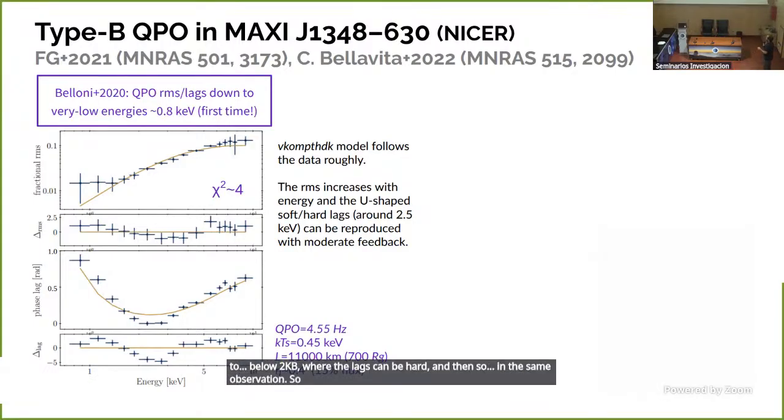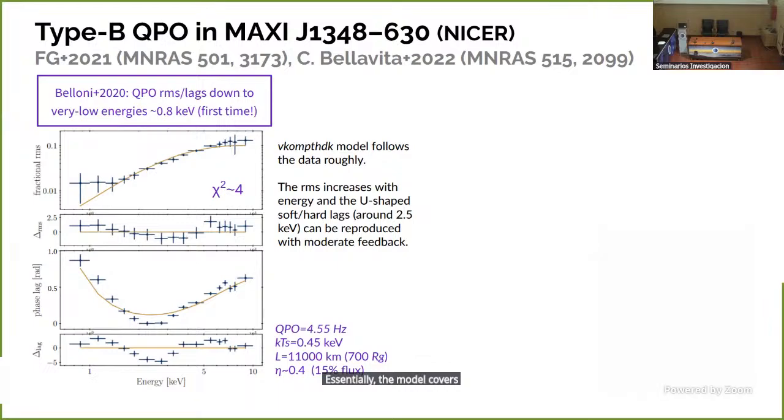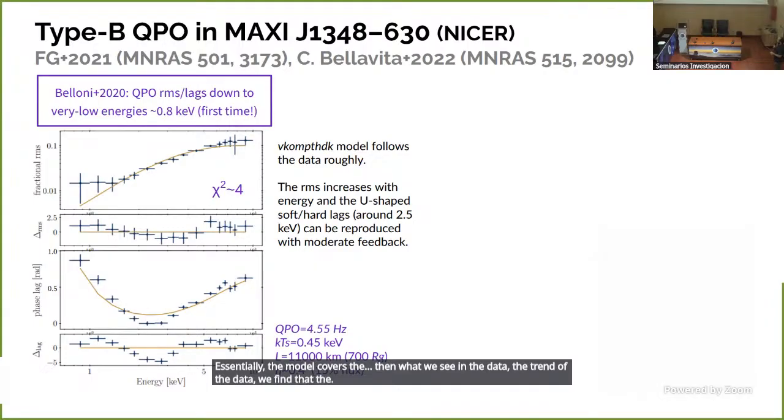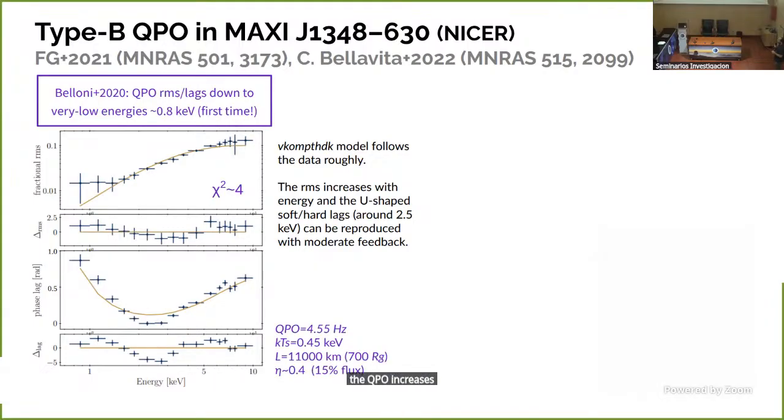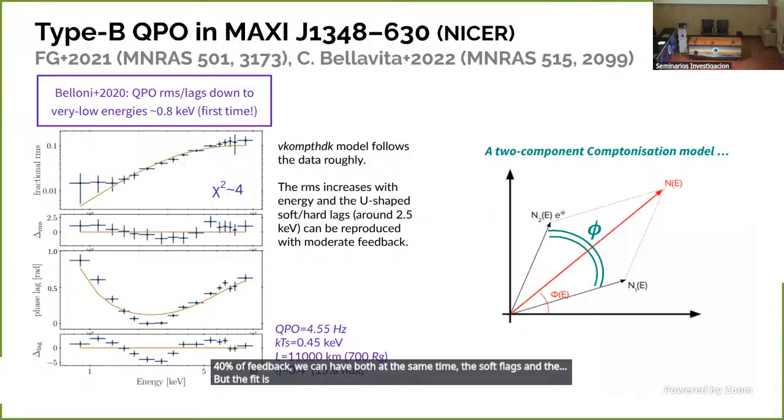So we tried to fit our model, and we did that. And as you can see, essentially the model covers what we see in the data, the trend of the data. We find that the QPO increases in variability with energy, and also we find that with a relative 40% of feedback, we can have both at the same time, the soft lags and the hard. But the fit is statistically very poor.